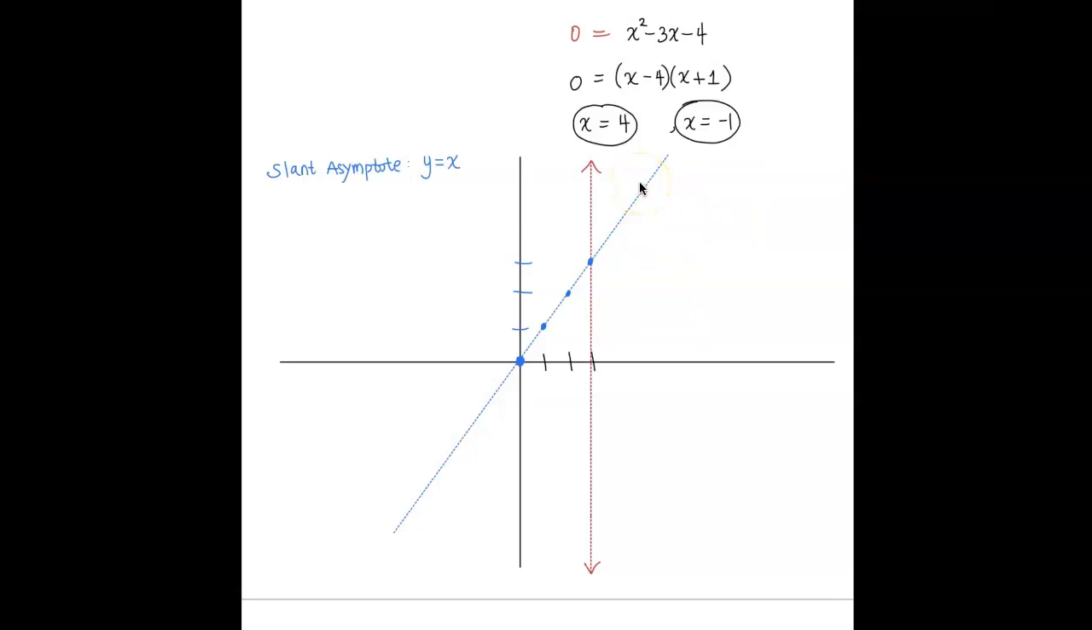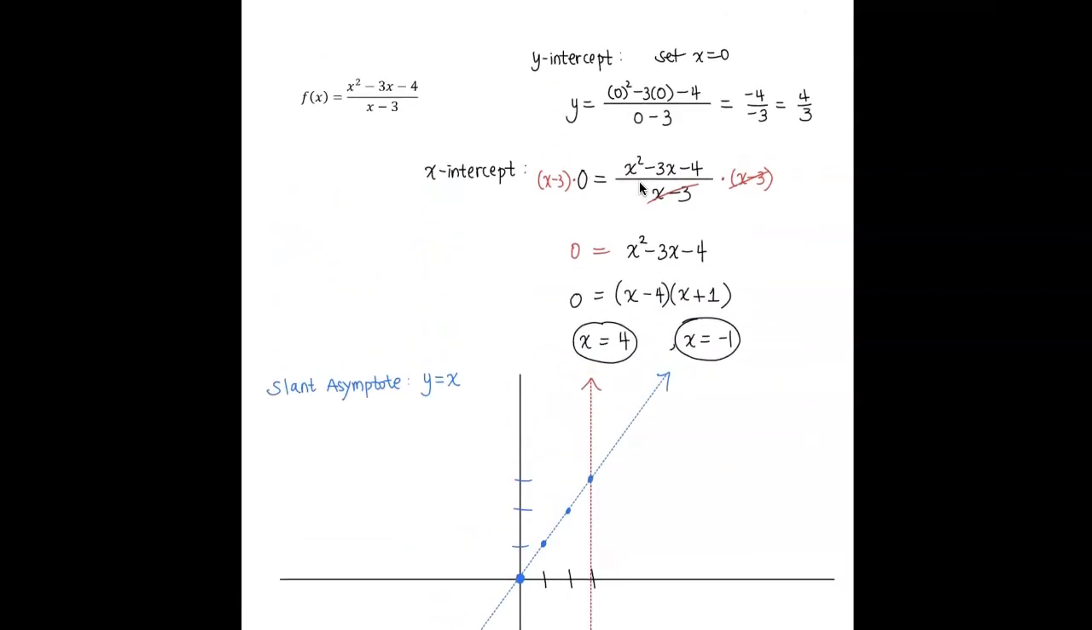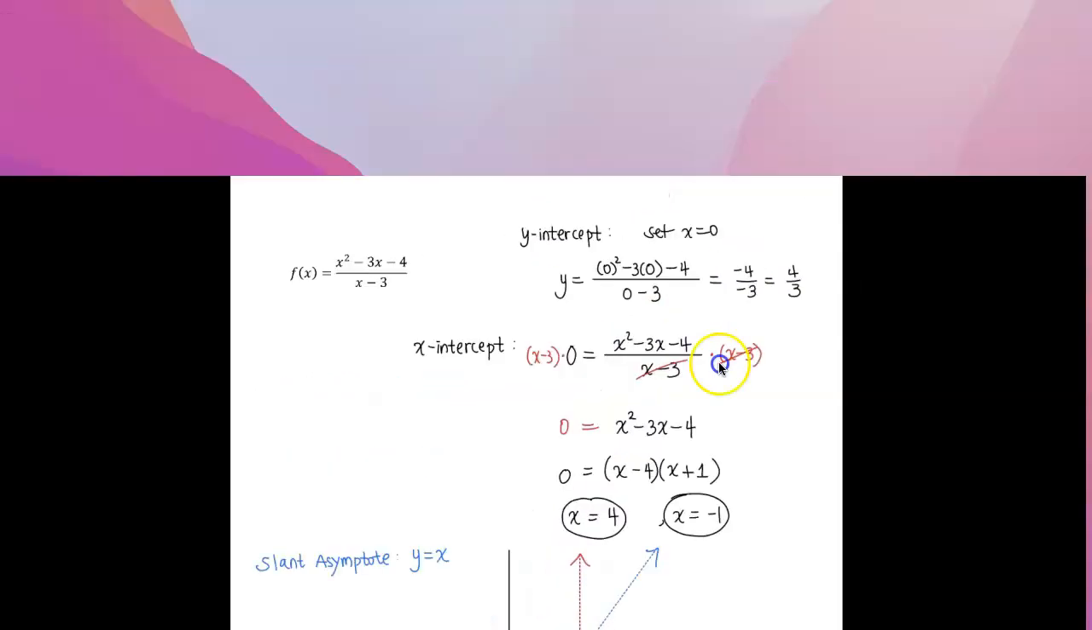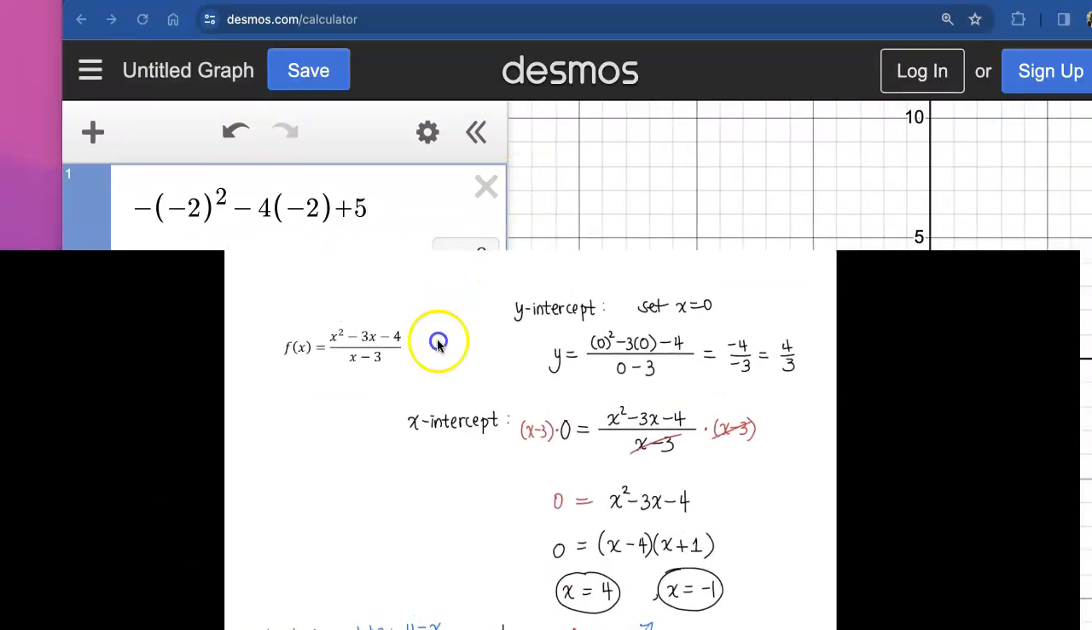The red dotted line is the vertical asymptote. So asymptotes placed. What were the other values that we can plot? Let's see. The y-intercept was at 4/3. So what is 4/3 in approximate decimal? Because I actually want to plot it instead of just having a fraction.